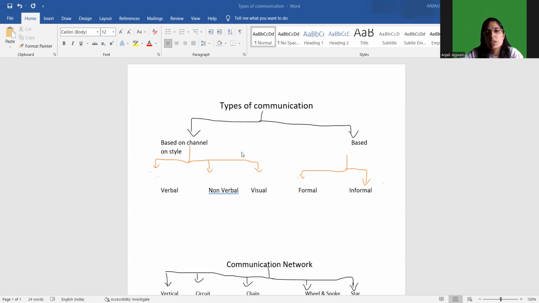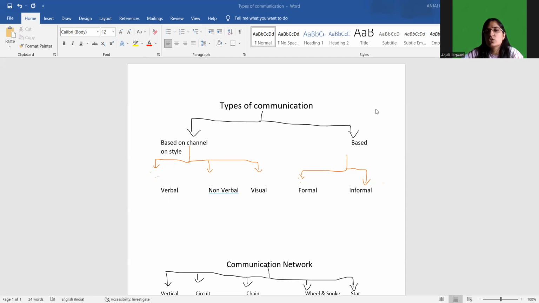Now, another type of communication based on channel is visual communication. Visual communication is where graphs, pie charts, and other diagrams or representative things are used to communicate. The basic example in our daily lives of visual communication is the signals on roads, that is the road traffic signals. If there is a green light, you can go, and if there is a red light, you have to stop. That is visual communication.